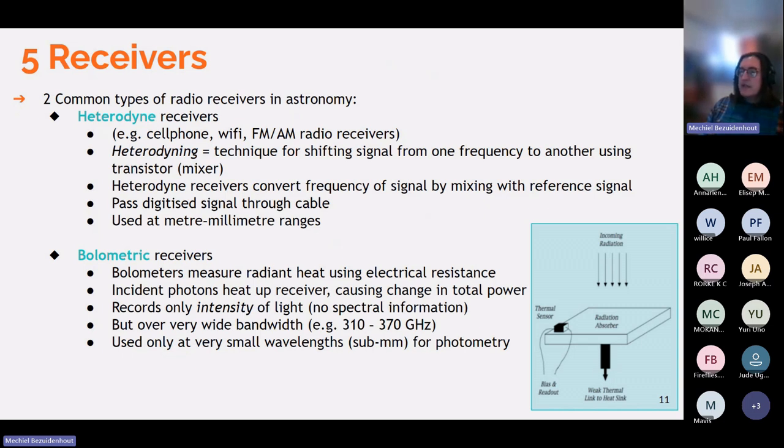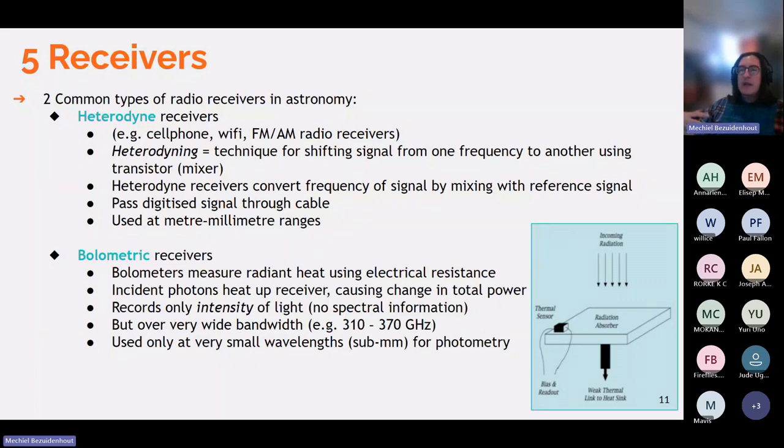Bolometric receivers, on the other hand, work on a completely different principle. A bolometer is a device that measures radiant heat using electrical resistance. So on the right is a diagram for this. You have some radio signal incident on a material, and the material absorbs those photons and it heats up a little bit. And because the electrical resistance of that material is dependent on the temperature, the photons cause a change in the total power that you measure in the telescope, and that's what you measure to detect radio emission.